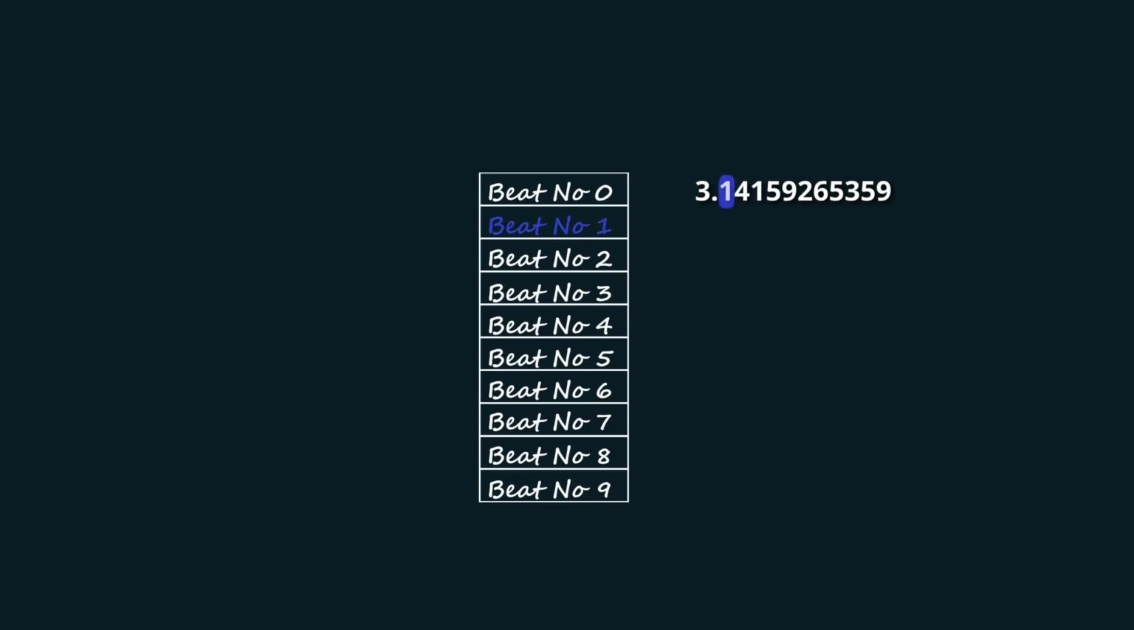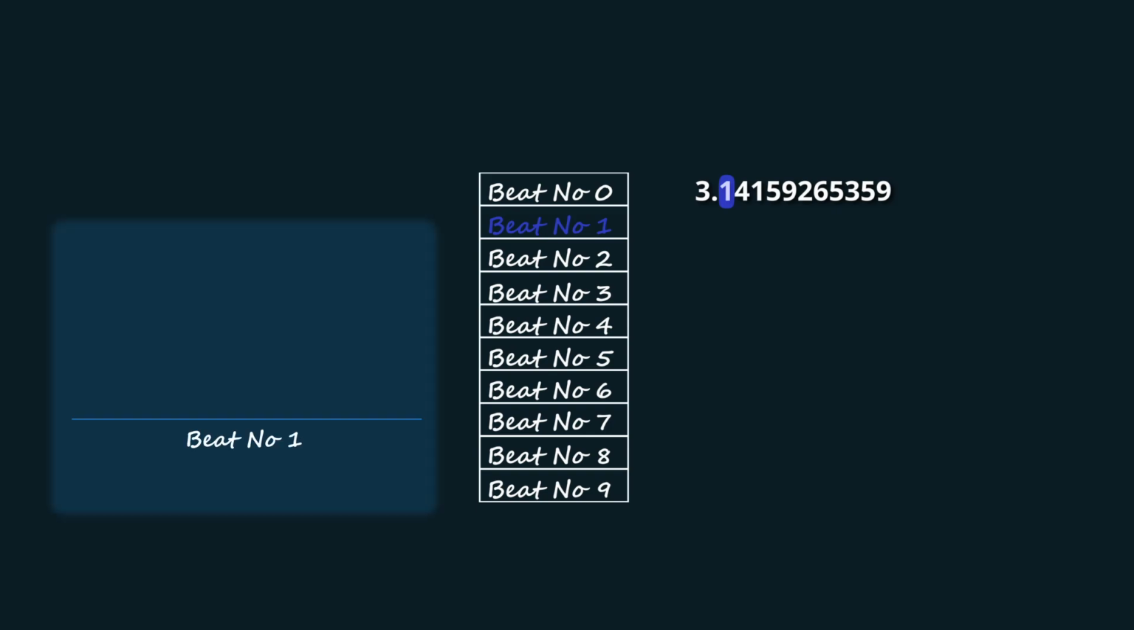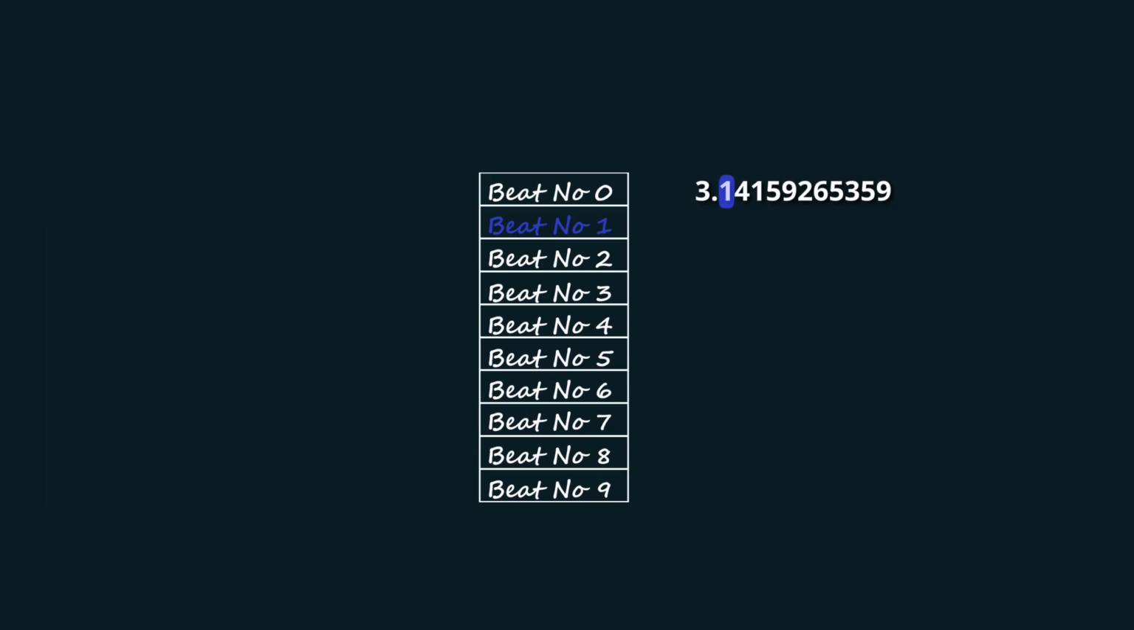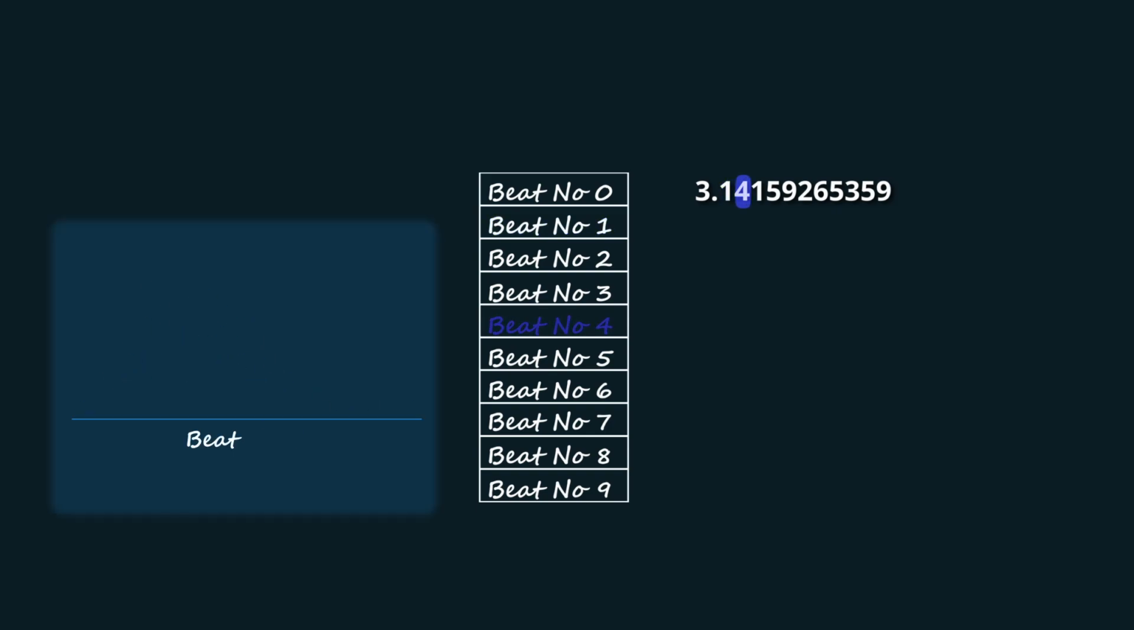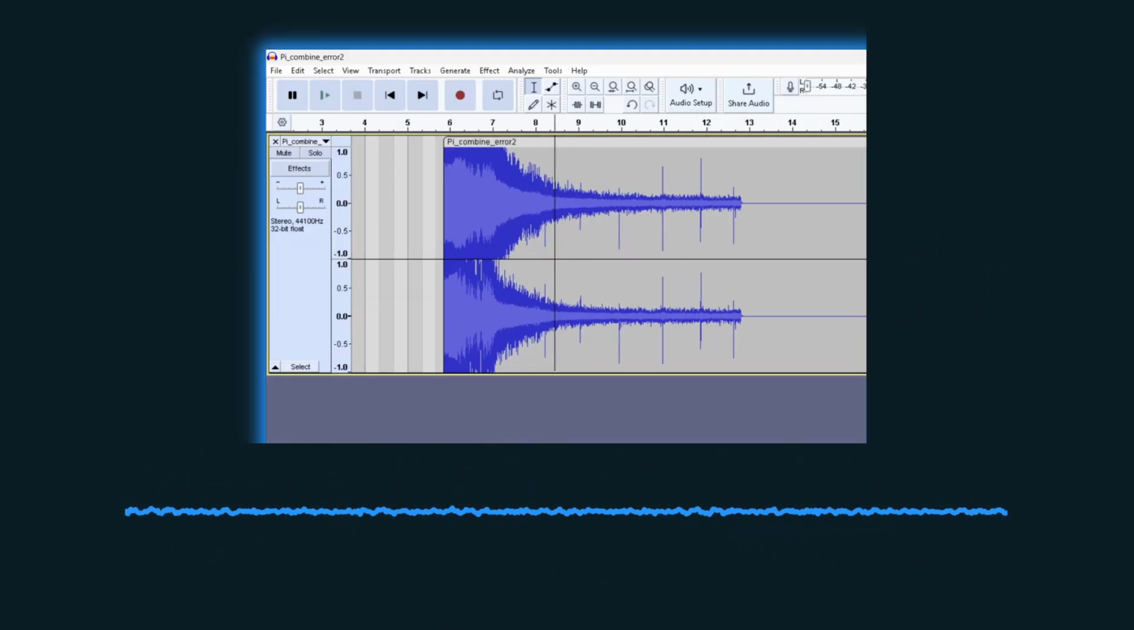For example, 1 is mapped with beat number 1 and its beat is this. Similarly 4, 1, 5. Now we are set. If you play it, you see, this is just playing all at once.